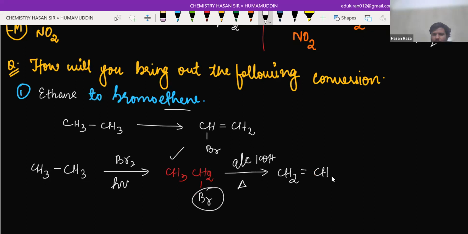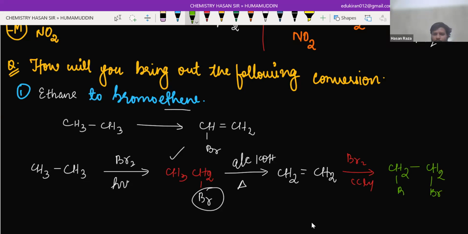Is that clear? And after getting the double bond, there was a preparation of a haloalkane from alkene, in which we used Br2 in the presence of CCl4. So what will happen here? You can see this double bond will be broken and vicinal dibromide will form. Bromine will come here as well as bromine will be here.